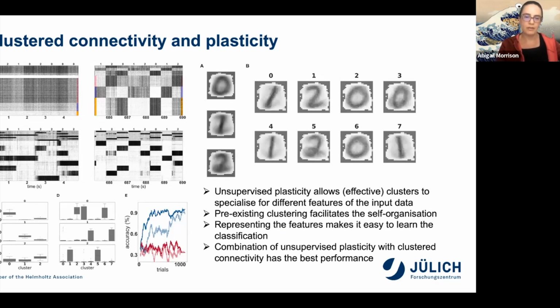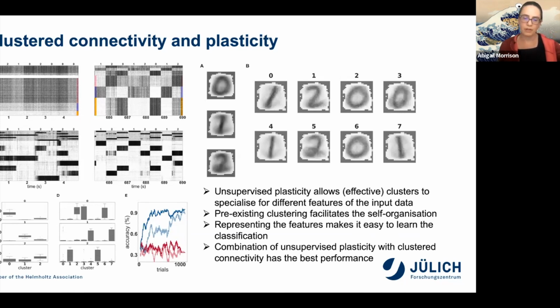So the performance we can see down here, this plot with the colored curves on it. The red curves show if we don't have the unsupervised plasticity, then neither the clustered network nor the unclustered network really learns anything very well.